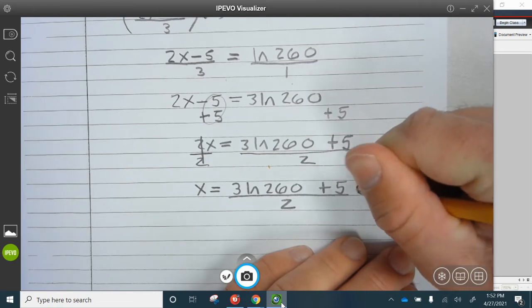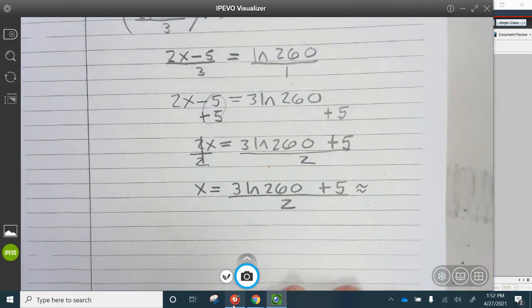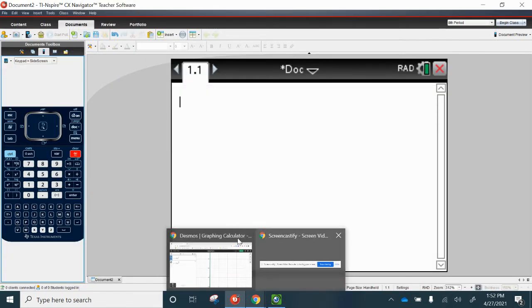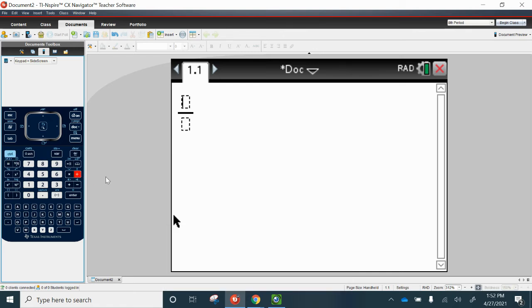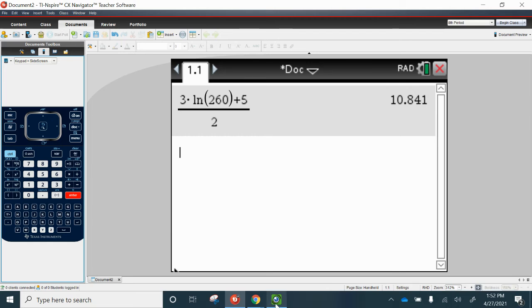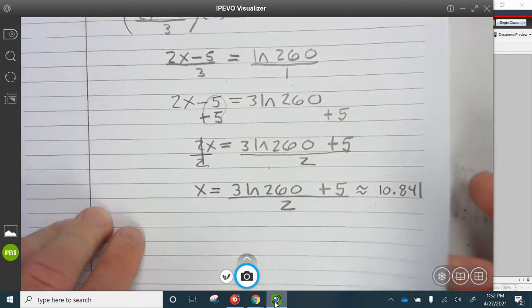Let's put this in the calculator to get our approximate answer. All right, let me delete this. Control divide, 3 control natural log of 260 plus 5, divided by 2. So that's 10.841. All right. Go ahead and finish up question 10.